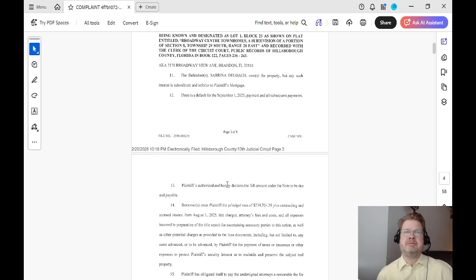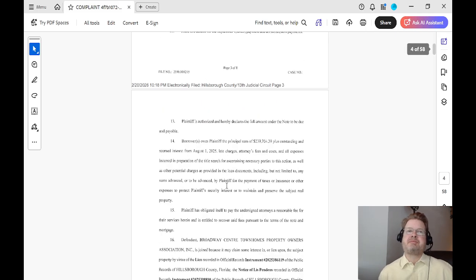I think that analogy will click for a lot of people. It's like saying once you miss that one payment, the whole timeline collapses to now. So acceleration means the entire debt is due, not just that first missed payment.